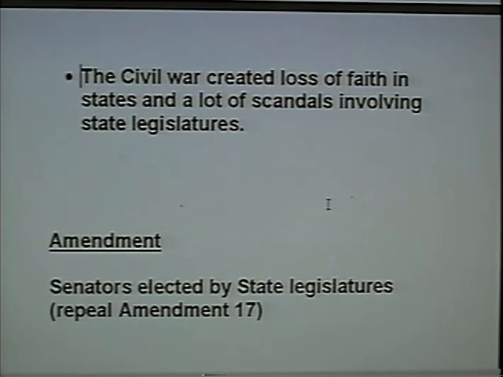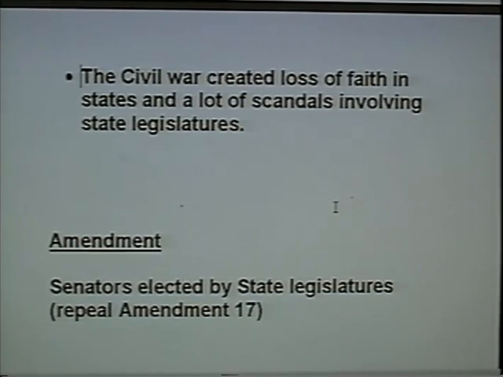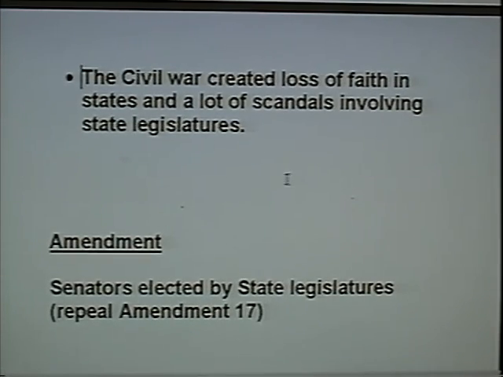The reason this particular amendment came about was right after the Civil War. Because of the Civil War, there was a loss of faith in the states, and there were a lot of scandals involving state legislatures. As a result, there was a popular movement to turn the voting for senators over to the population. But that left a big gap in our checks and balances in the Constitution, and it's also left senators at the mercy of the population and not doing the good of the states.